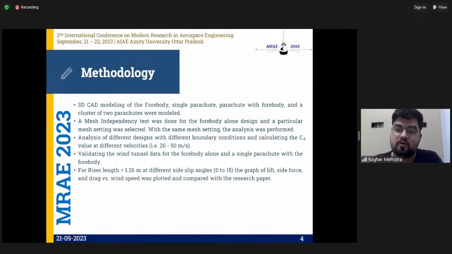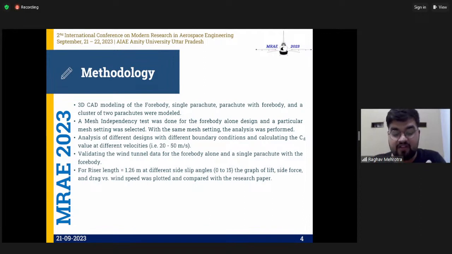In the DRDO paper, in the wind tunnel test, they did it at different side slip angles, 0 to 15 degrees in steps of 5, like 0, 5, 10 and 15, and calculated the side force as well. The same thing goes with our paper as well. And this is just for the forebody I told.